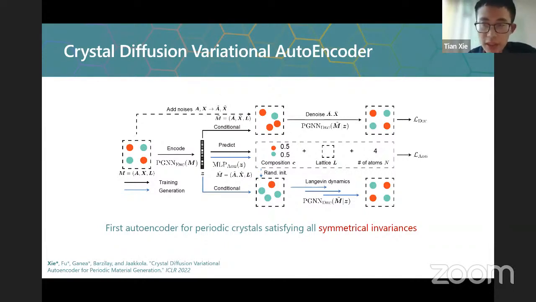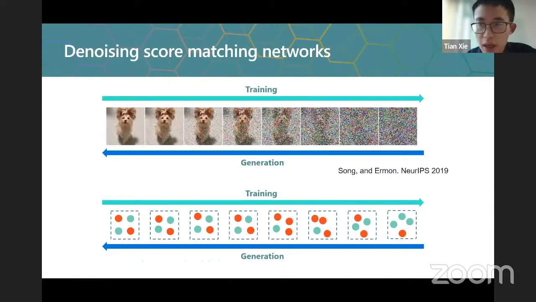The encoder part is basically very simple. It's just a normal graph network, but it handles the periodicity by building on the periodic graph of the material. The key innovation is the decoder, and the decoder is a diffusion model, which I'll explain a little bit more in the next few slides. I'm not sure how familiar this audience is with diffusion models, so I have a high level slide to explain what a diffusion model is.